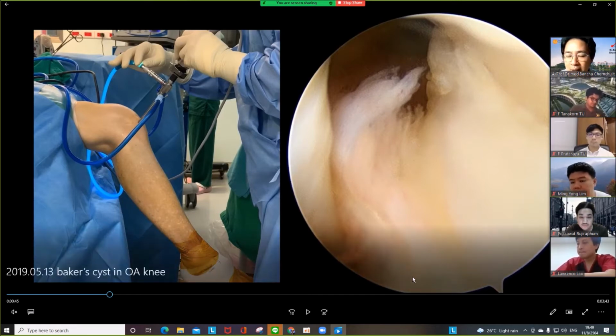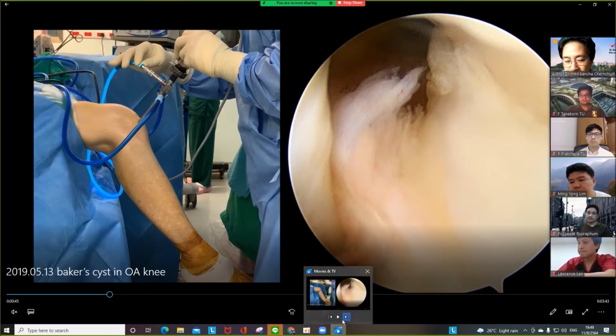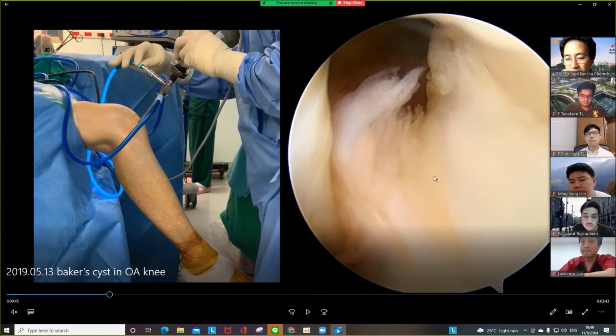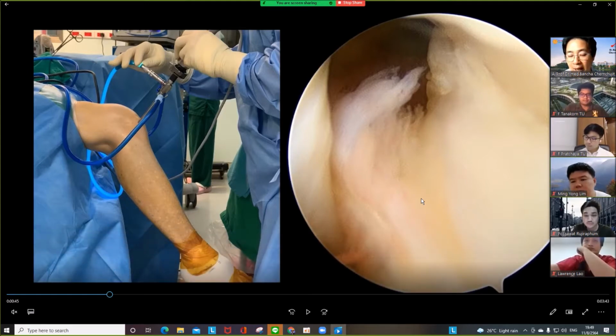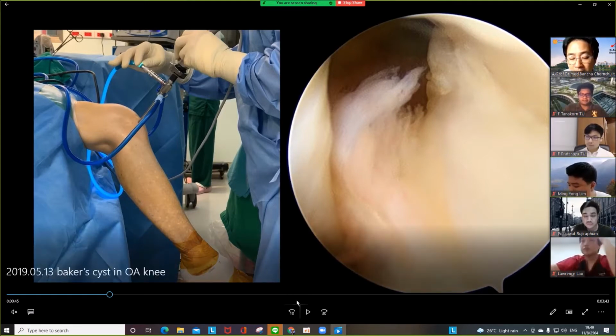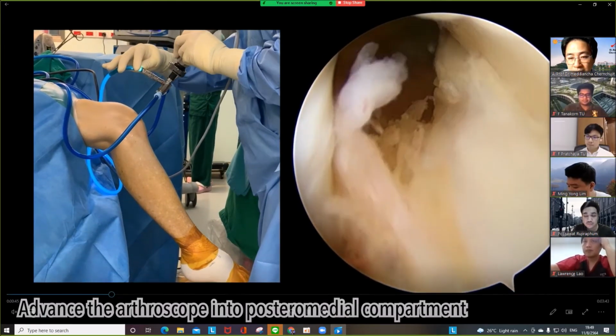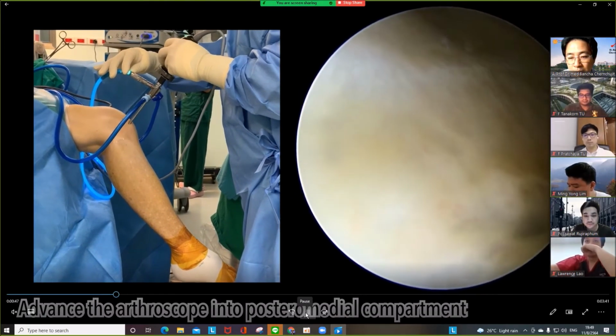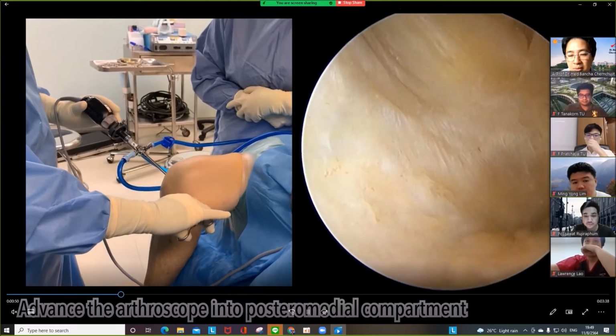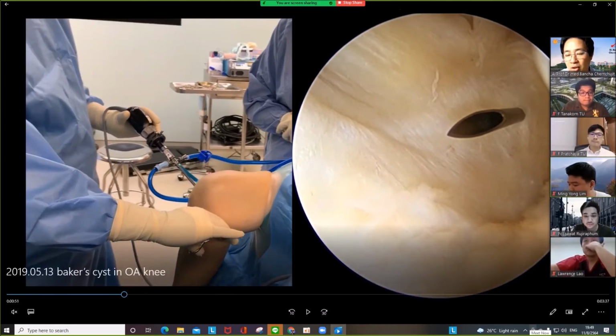Another way to do that is you can use the switching stick, put your scope on the medial side and put the switching stick from anterolateral to the notch, to the medial compartment. So you can do two ways. If the joint is not too tight, you can put the scope directly into the posteromedial compartment like this. I show you here. Put the scope into the posteromedial compartment, right? And then you put the needle.